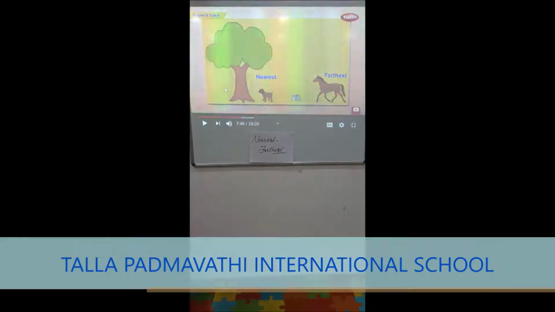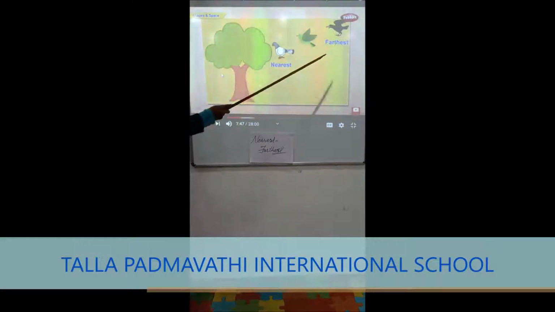So our next topic is nearest and farthest. Here you can see a picture where there is a dog, a rat and a horse. Here the dog is nearest to the tree, whereas the horse is farthest from the tree. Now let us see another example. In this picture, you can see that the pigeon is nearest to the tree and the crow is farthest from the tree. Let us do some exercises.